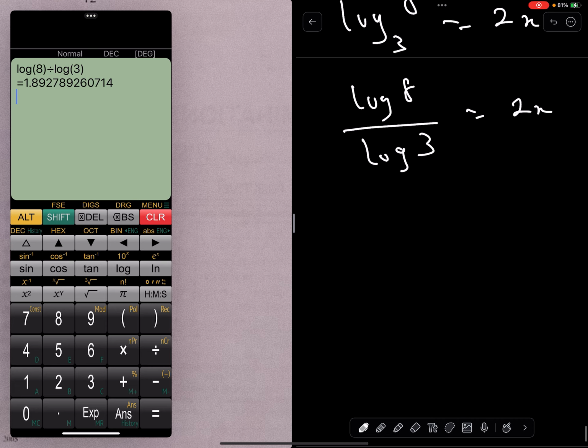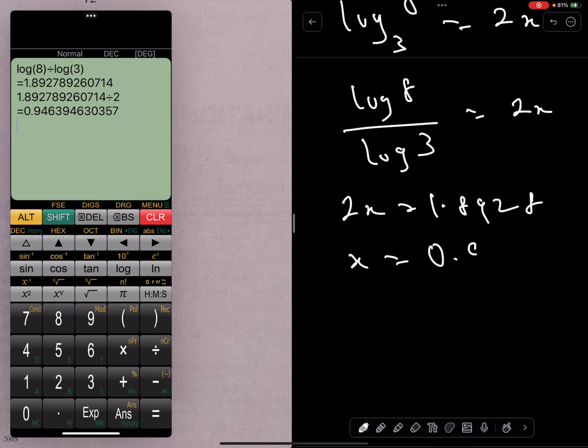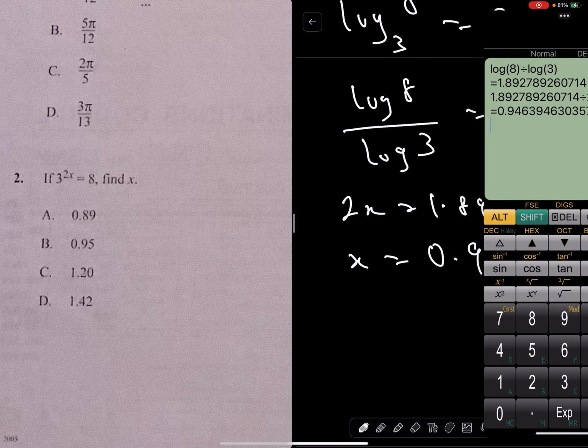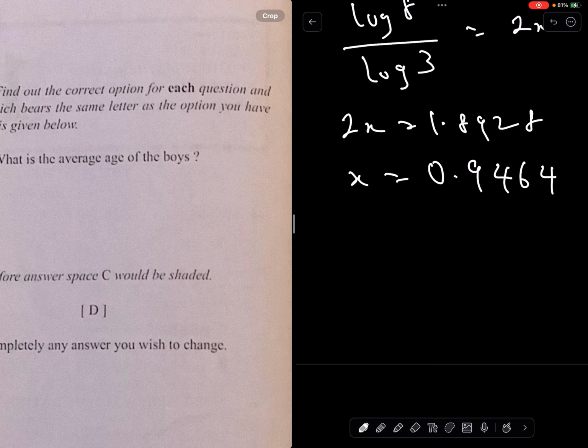Okay, that means 2x equals 1.8928, and x will be equal to that result divided by 2, which is 0.9464. And let's check the options. The option that matches that is B, approximately 0.95. We go straight to the next, which is number 3.